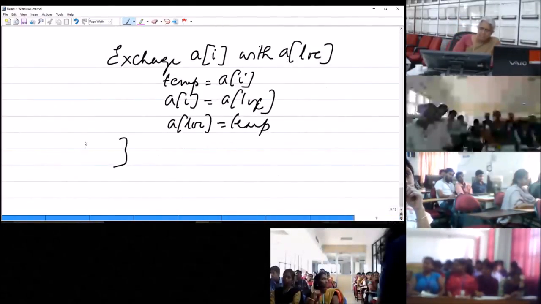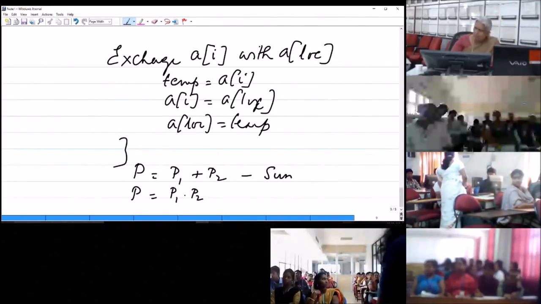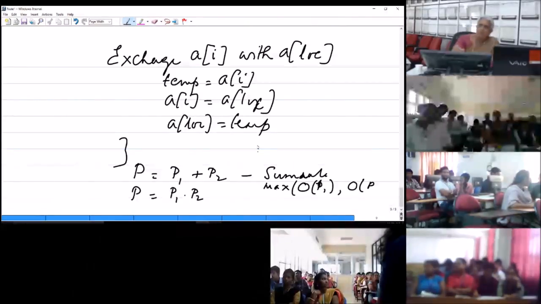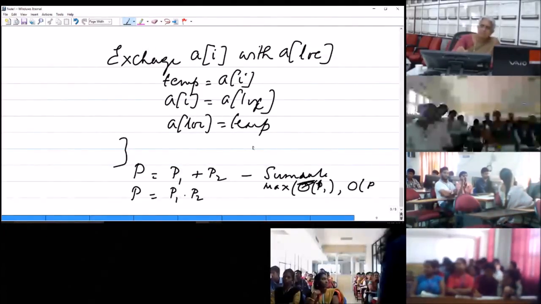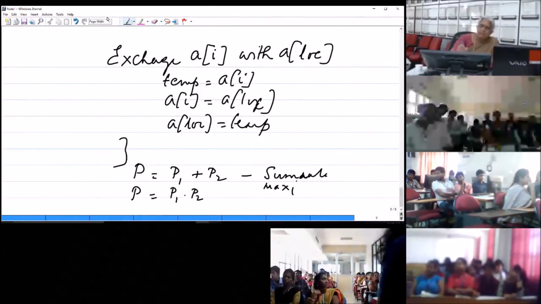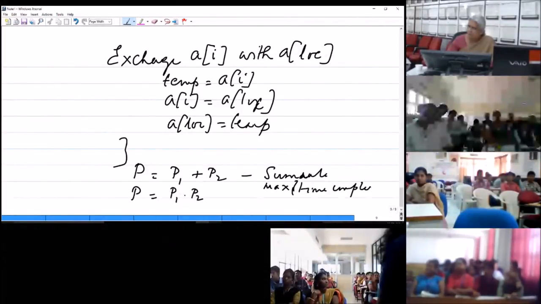So we have two situations. A program segment can be made up of the sum of P1 plus P2, or a program segment is made up of P1 into P2. This is called the sum rule. In the sum rule, we take the max of the time complexity of P1 and the time complexity of P2. We call this the sum rule.